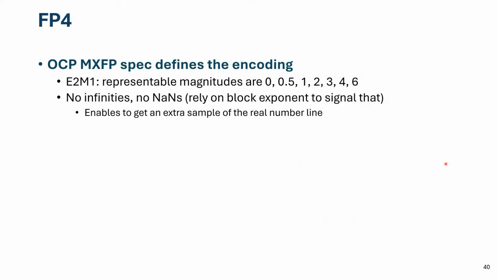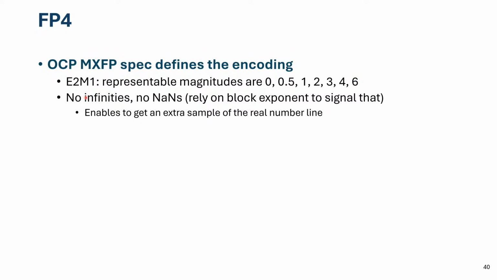All right, that gets us to FP4, which is the smallest data type so far. So the OCP MX spec defines the encoding. It's easy because I just listed all the magnitudes you can represent. There's also negative versions of these, right? So you can only represent 0, 1/2, 1, 2, 3, 4, and 6. That's it. That's how it samples the real number line.